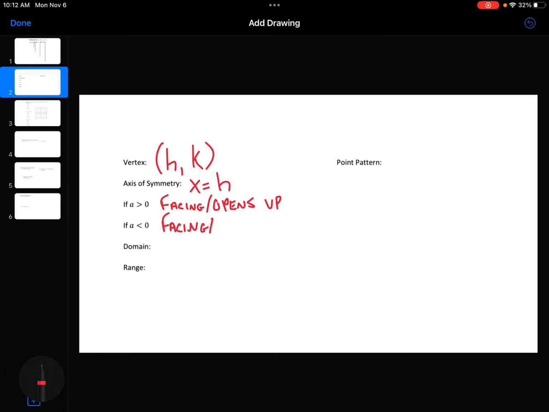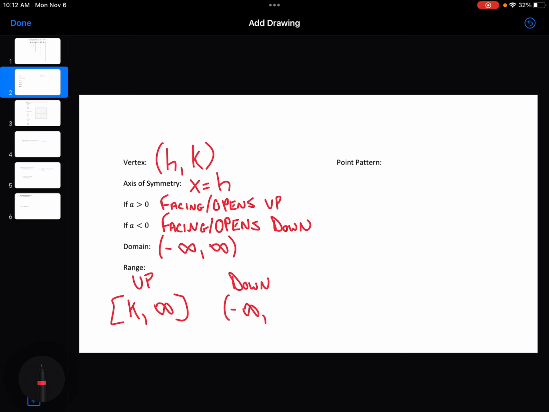Oh, I wrote opens down. The domain is always the same for every quadratic. It's from -infinity to +infinity. Now the range changes. If it's facing up, then we're going to go from k to +infinity. If it's facing down, we go from -infinity up to k.